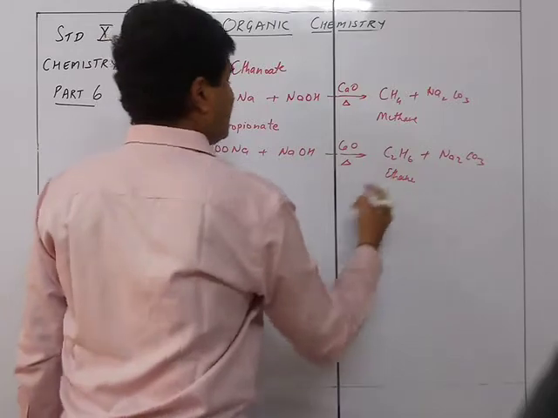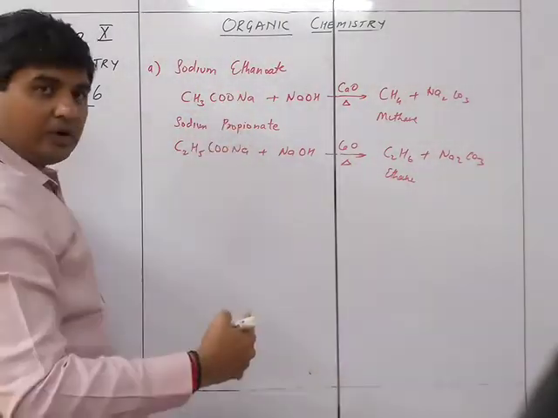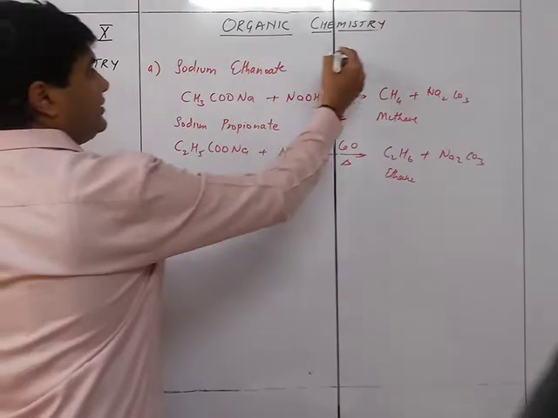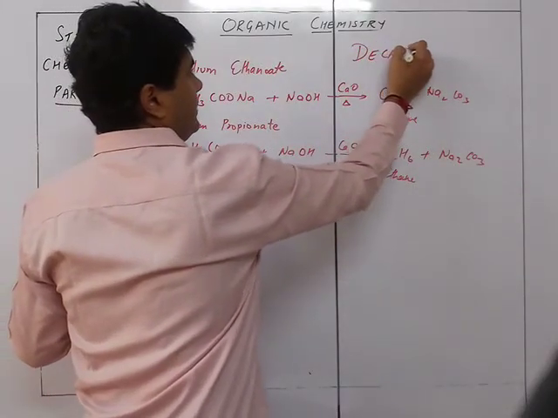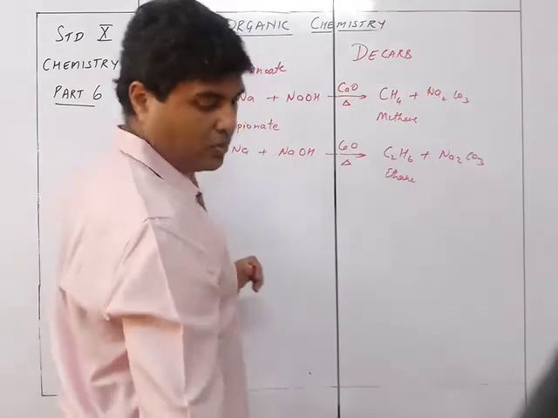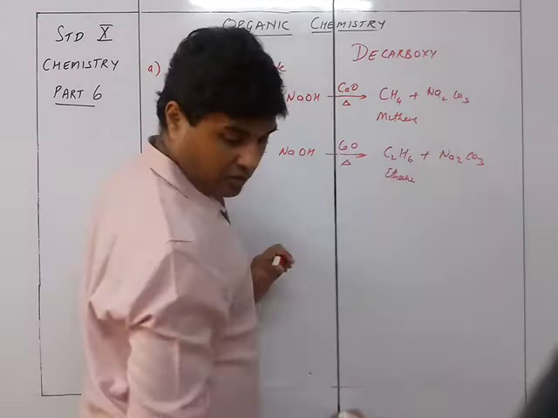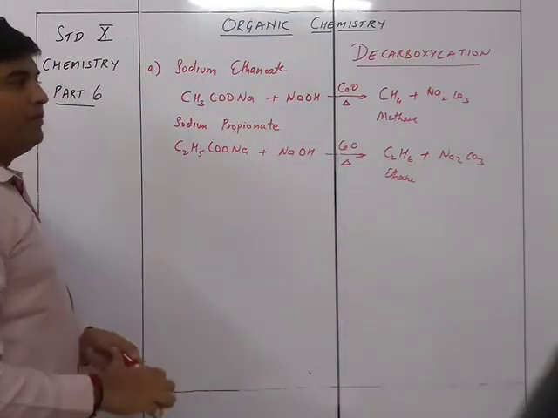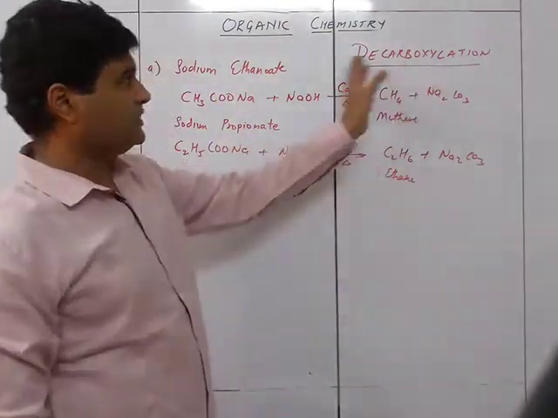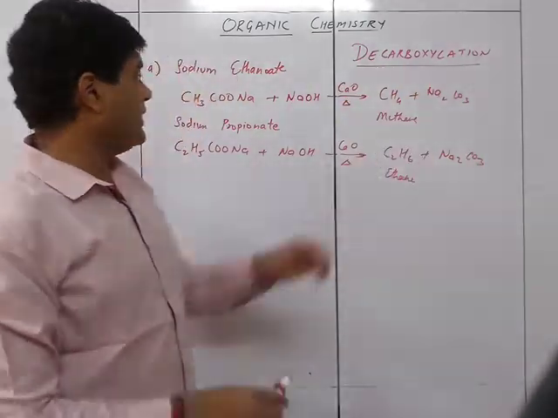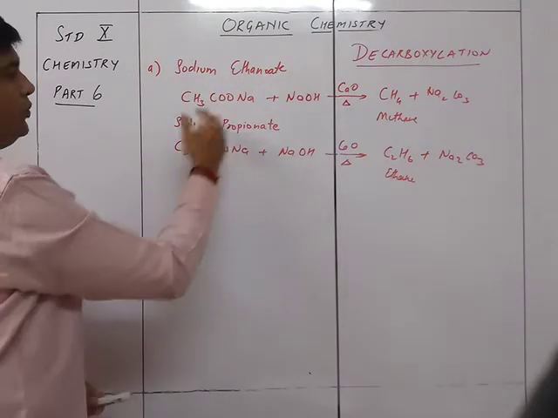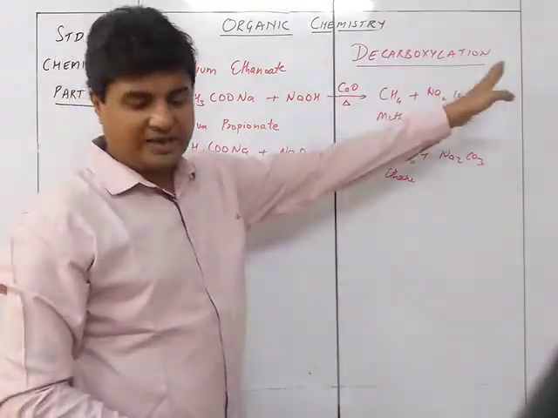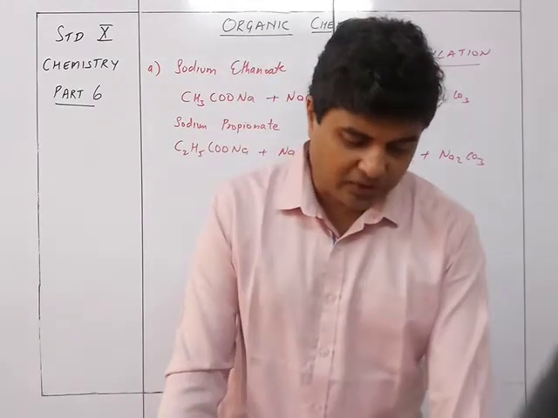So accordingly, you can understand, if I want something further, I will have to take butanoate instead of propanoate. So accordingly I keep on increasing this, and this kind of reaction is called decarboxylation. Decarboxylation means you are removing the carbonate from this and forming a carbon chain. That's why it is decarboxylation, because you are removing carbon and oxygen from this to give you C2H6. From an ethanoate, you are removing carbon and oxygen. That's why it is called decarboxylation.